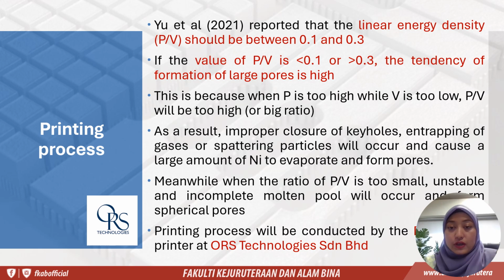So in this project, we're going to use linear energy density, not the volumetric energy density. So we only change the value of laser power and velocity. So the value of P over V is between 0.1 to 0.3, so that the tendency of formation of large pores is controlled, so that it won't be too high. So we need to control that.